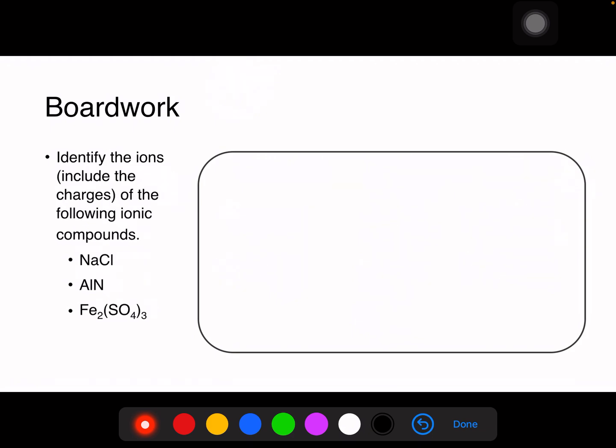Okay, another example. For this case, we want to identify their charges. So NaCl, so that is obviously Na1Cl1. We perform the charge crossing technique. Then we could identify that the charge of Na is +1, as our cation, since it is the left side element, and the Cl is -1.